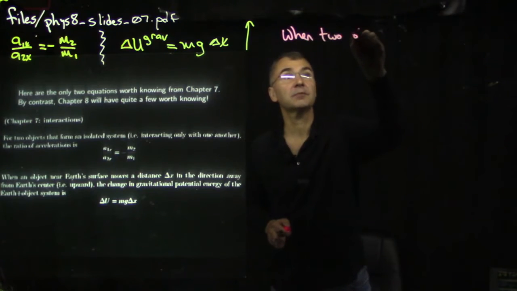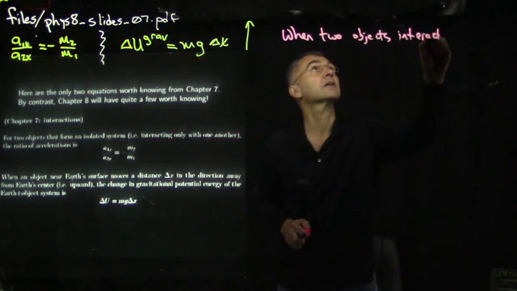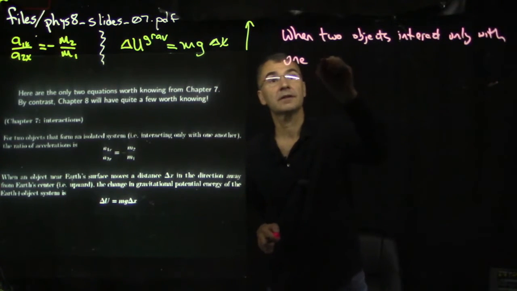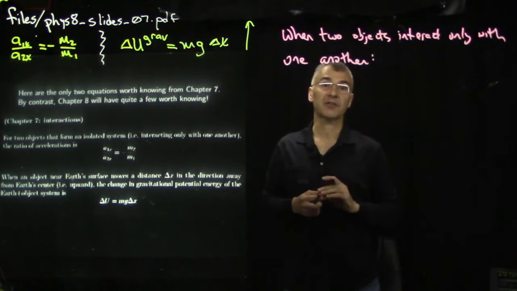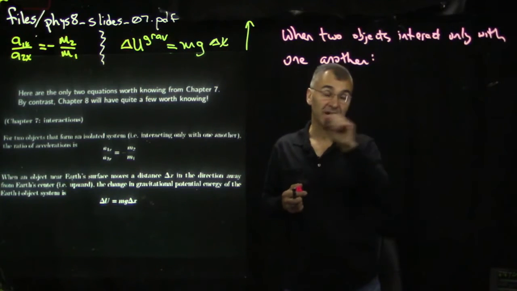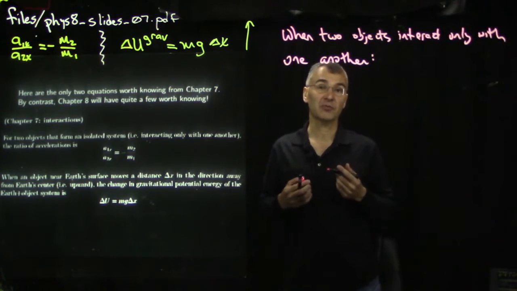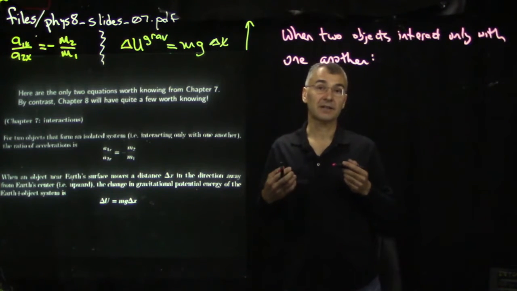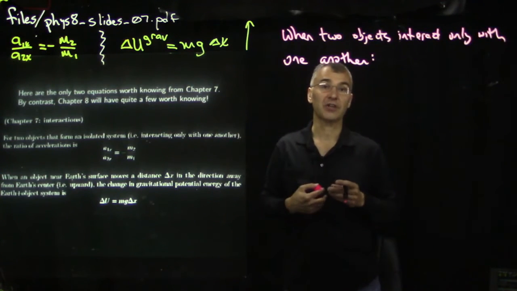two objects interact only with one another, what does that mean? That means that the two objects form an isolated system. And we're only looking at the x-axis. So what we really mean, if you want to be precise, is that the system is isolated along the x-axis, which means that the only interaction in the x direction for each object is with the other object.